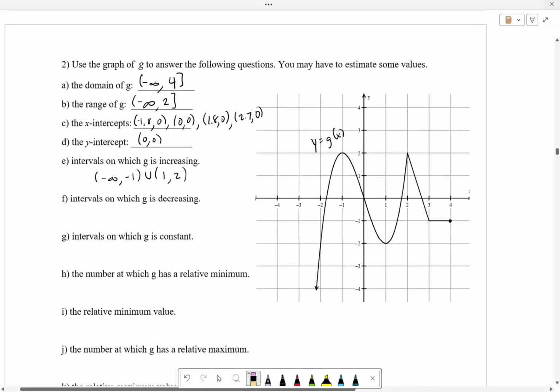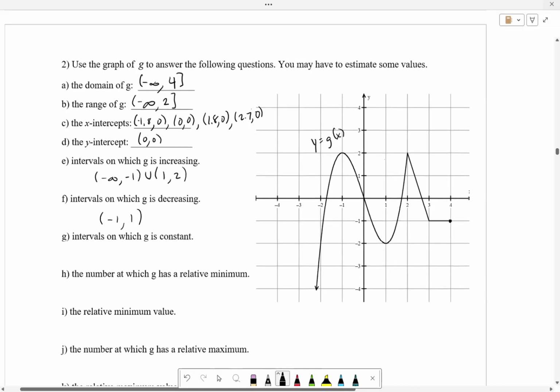Okay, so intervals on which g is decreasing. Well, we can see that this is a region where it's decreasing. Let me put this in green. I'm going bigger with my marks here. This is the interval where it's decreasing. We care about the x values when it's talking about the interval on which it's decreasing. So we say it's from negative 1 to 1. We just see that those y values are decreasing, but we don't name them. You're not going to say from 2 to negative 2 or anything like that. The interval is negative 1 to 1.